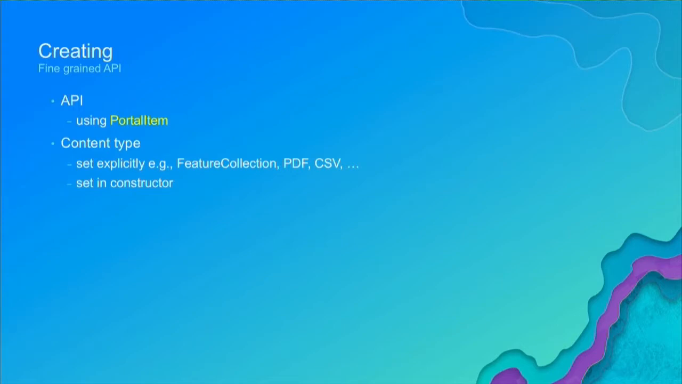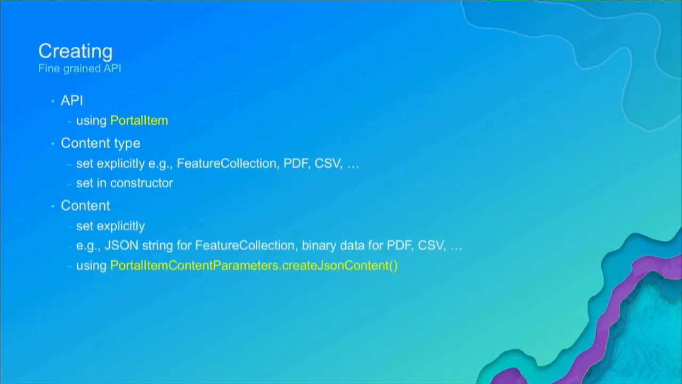OK. Now let me show you an example of how to create some of the portal item types for which we don't have a direct mapping in our API. An example would be creating a PDF file or a CSV file or even a feature collection. In this case, you will use the portal item API. When you create a new instance of portal item, you can specify what type of item you want to create. So for feature collection, you would just say portal item.type.feature collection.